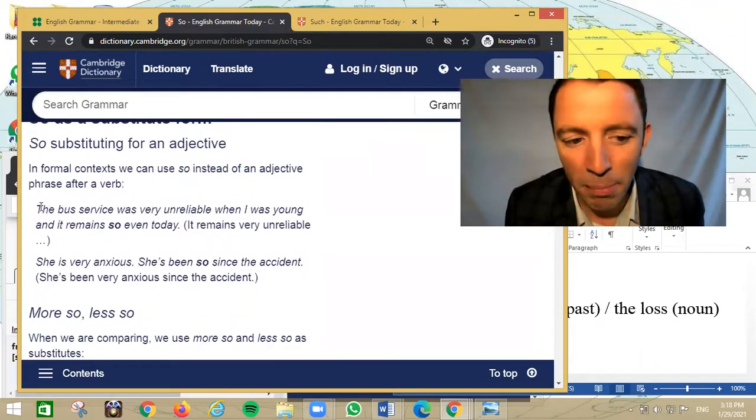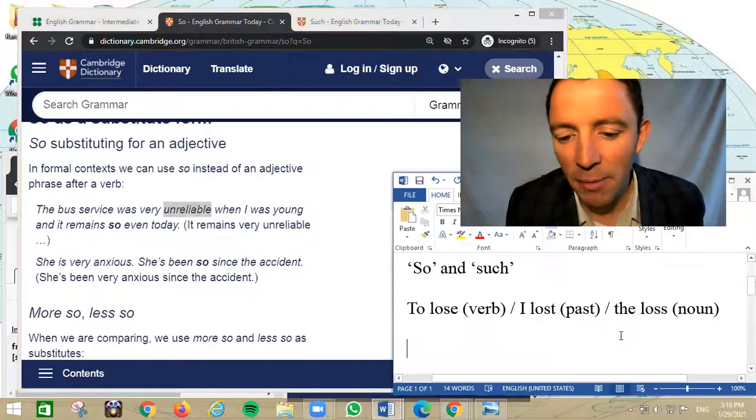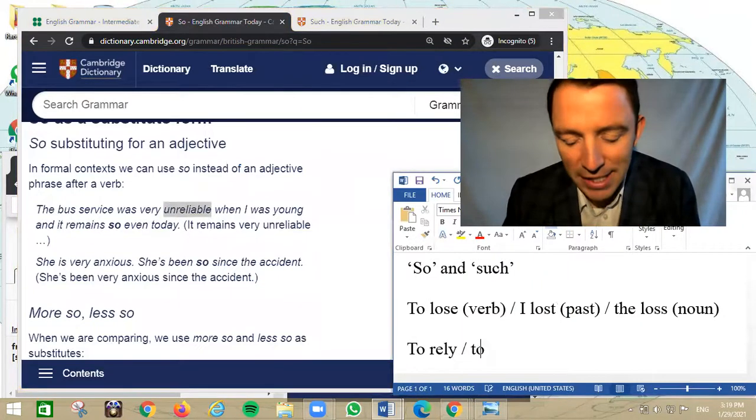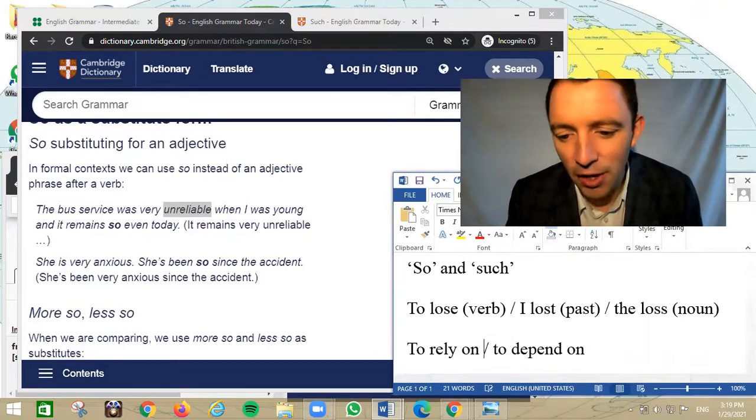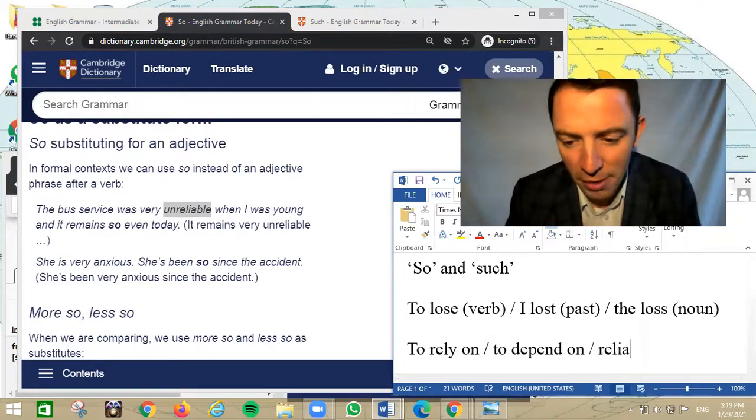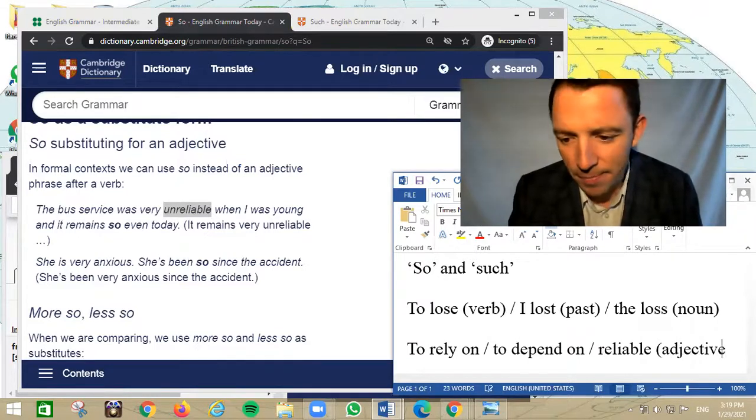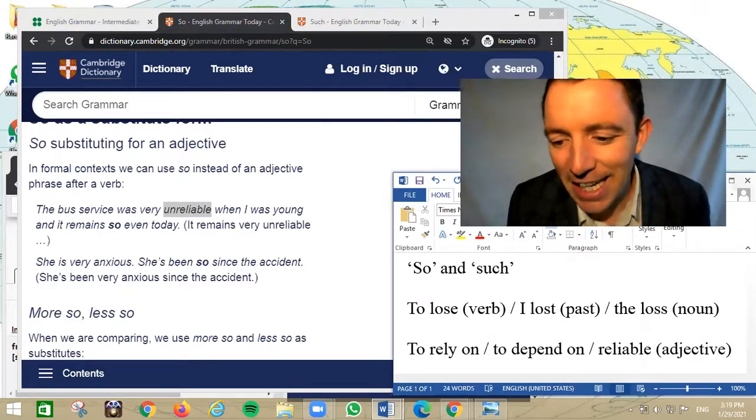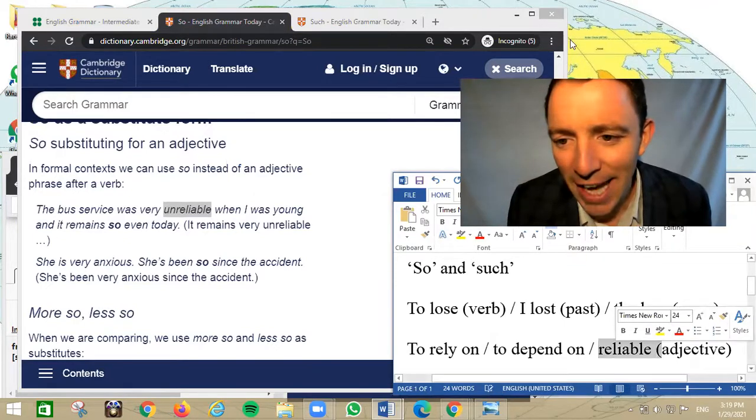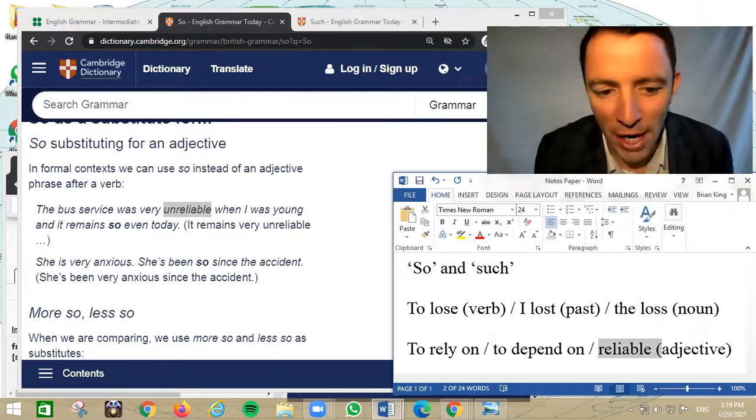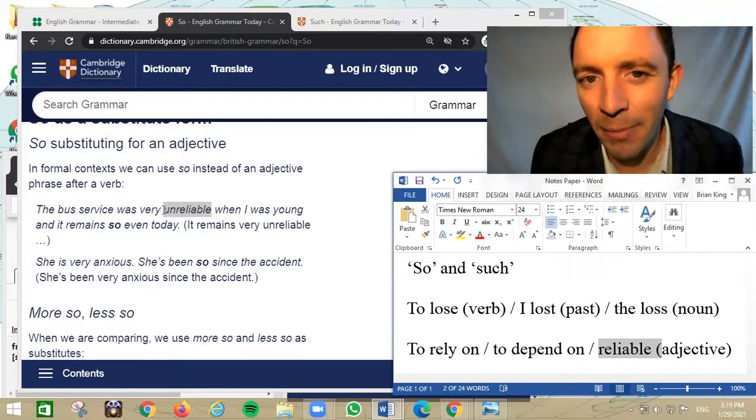verb. Okay, the bus service subject was very unreliable. So this verb is very important. The verb is to rely, and it's similar to depend on. Okay, and it's usual in English to rely on. So the adjective is reliable. Adjective. Okay, and then the negative is unreliable. So reliable is the adjective, affirmative, and the negative is unreliable. So here, the service was unreliable, very bad service, difficult to depend on the service.